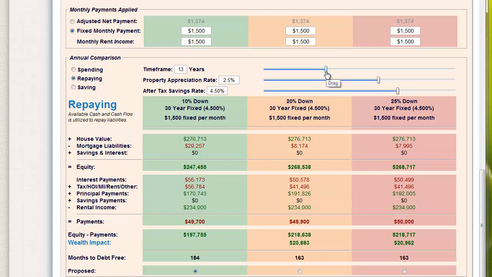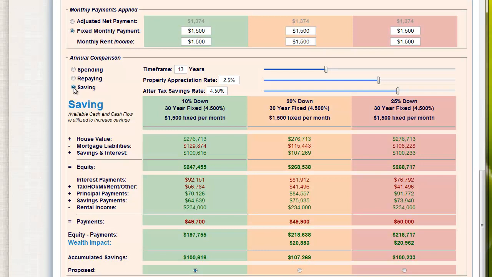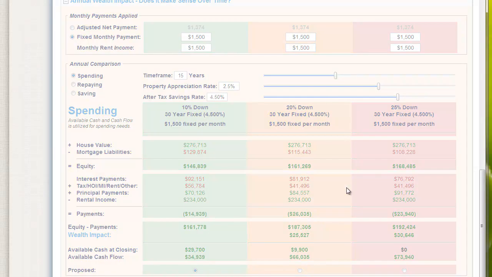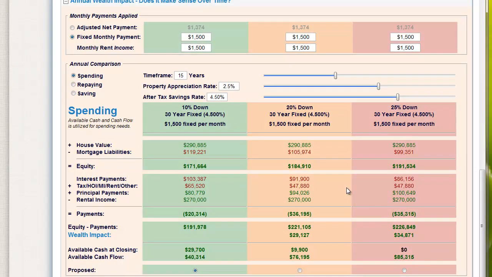So a lot of really cool things you can do here, but I want to show you again that you can, for a client, help them figure out based on what they want to do. Let's say the client's goal was to have as much money to spend as possible. Well, and they're going to hold the house for 15 years. Well, again, from a spending standpoint, using this as the baseline, I got $29,700 at closing because that's left over. That's cash in pocket. And I get $40,000 in positive cash flow to spend over 15 years.